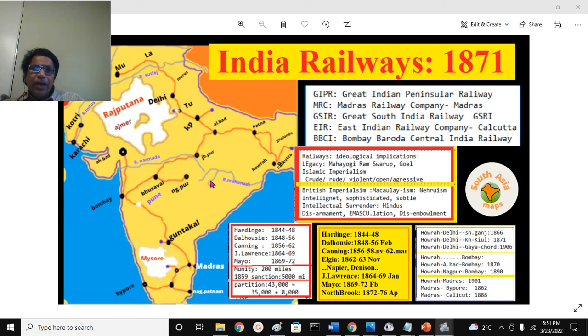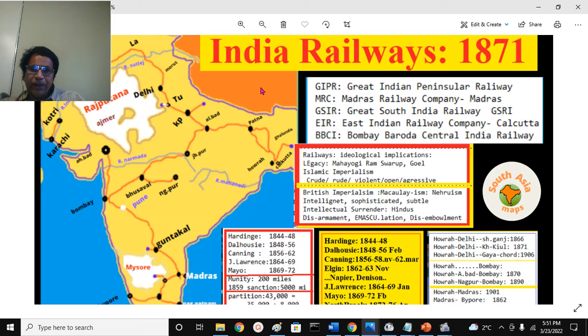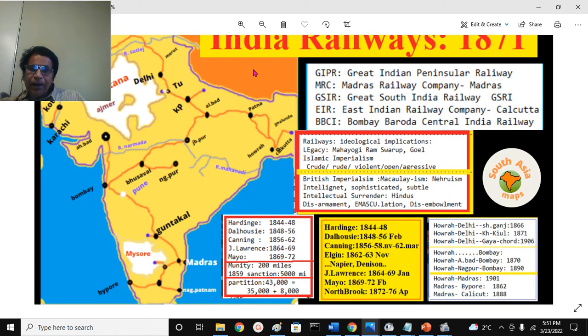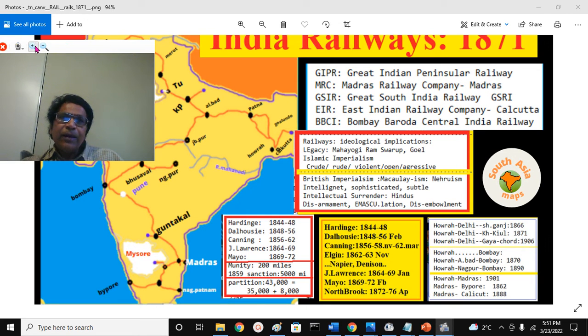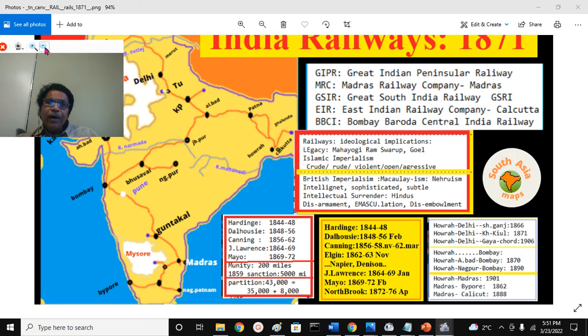This is the railway map of India around 1871. These are the Governor Generals of India who were responsible for building the railway line in the earlier part. The railway line in India was built in three or four stages during the British time. During Hardinge's time, the railway lines were started.